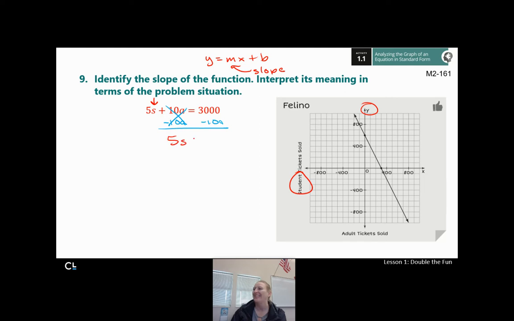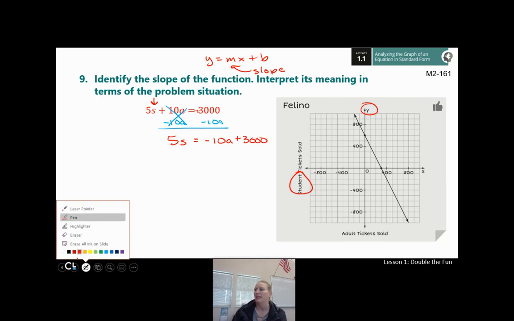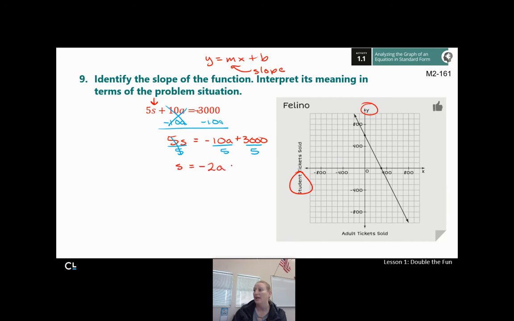So there's 5s, and I have negative 10a, and that's a positive 3,000, so I'm going to put plus 3,000. Sorry, my bad handwriting. Of course, I need to get s alone, so I'm going to divide everybody by 5. So we have s = -2a + 600, since negative 10 divided by 5 is negative 2 and 3,000 divided by 5 is 600. You can use a calculator if you need to. There's my slope. So my slope is negative 2.